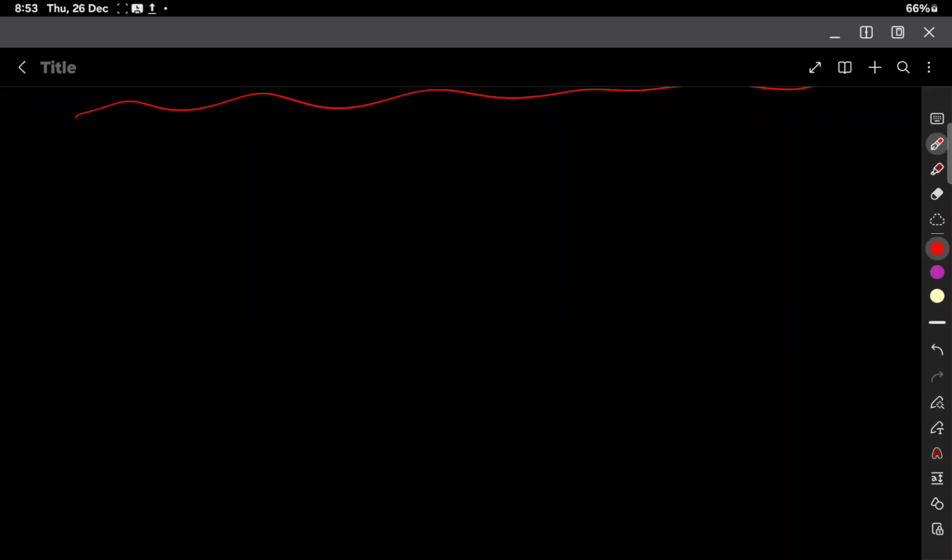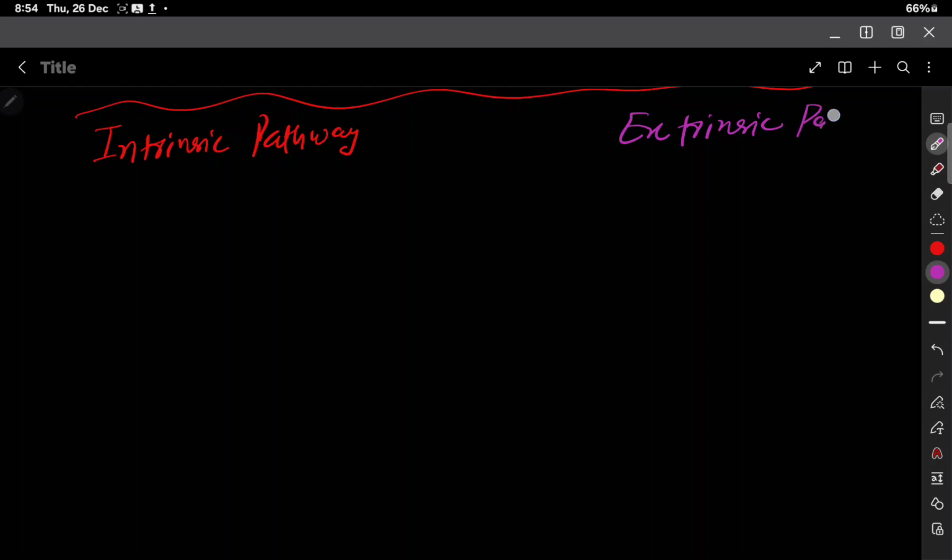Whenever there is any injury to the body, blood coagulation occurs within a few seconds after injury. Now there are two pathways of blood coagulation. One is the intrinsic pathway, which is a long pathway. The second one is the extrinsic pathway, which is a short pathway. These are the two pathways of coagulation.